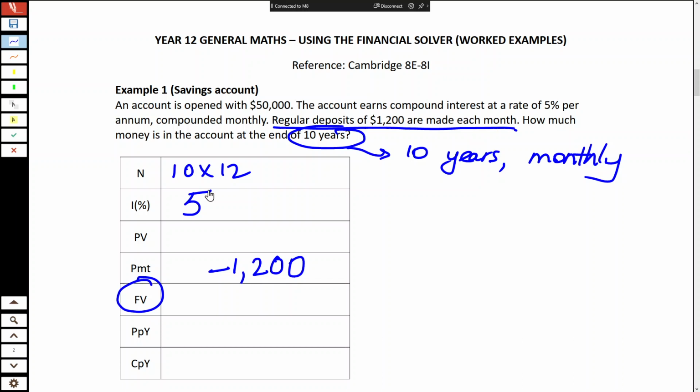Okay. Present value. What's the value of the investment at the beginning? Now, what happened? Did I give money to the bank or did the bank give money to me? You gave money to the bank. It's a savings account. I've opened an account with the bank and I put in 50 grand. So you lose 50. I gave money to the bank. It's negative. So I've deliberately started with an example where the numbers are negative so that you're focusing on the sign convention. Okay?